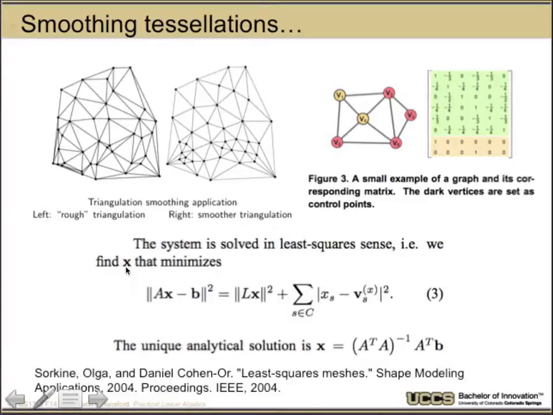So they want to find the value of x, where A is this matrix that defines all these constraints, Ax minus b, where b is a set of right-hand sides they're going to get from the original graph. They describe it in a different form, and they show that the unique analytical solution is A transpose A inverse times A transpose b, because they're going to do A transpose A on both sides, and then multiply by the inverse. Now, pragmatically, again, we're not going to do the inverse.